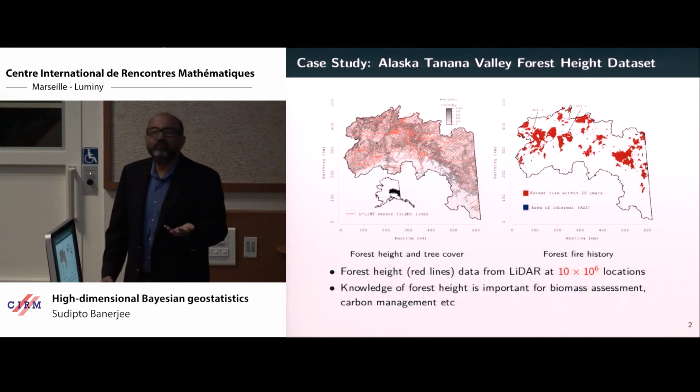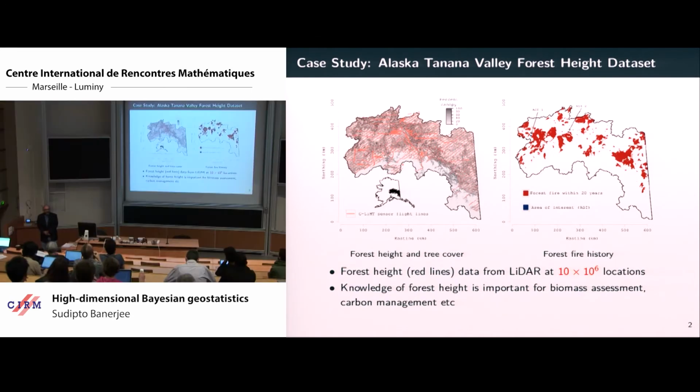So just to give you a very quick introduction into what types of data sets spatial statisticians are nowadays encountering, here's an example from the beautiful state of Alaska, in Tanana Valley.